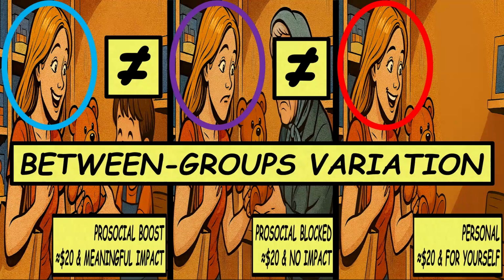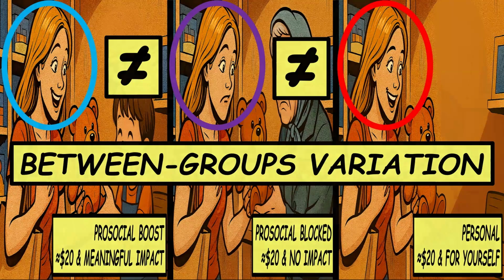And this is the variation that is explained by the independent variable. So this is the variation that is explained by the condition that they were in, the prosocial boost, prosocial blocked, or personal condition. That is the difference between the 3 conditions. So the differences in the means for those samples are a measure of how much the independent variable is changing your subjective well-being scores. So we have this between groups variation.